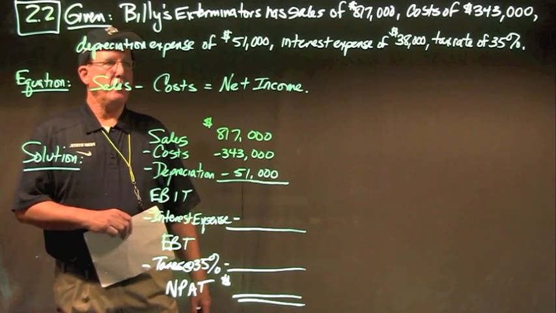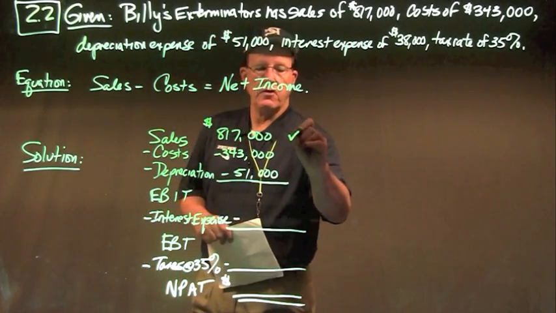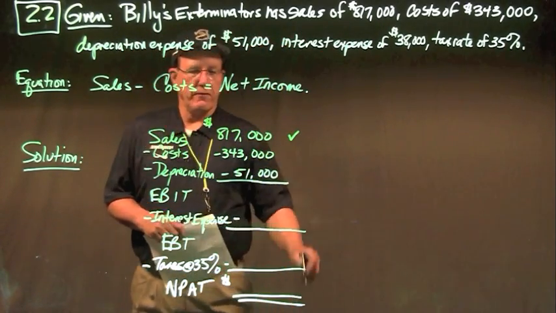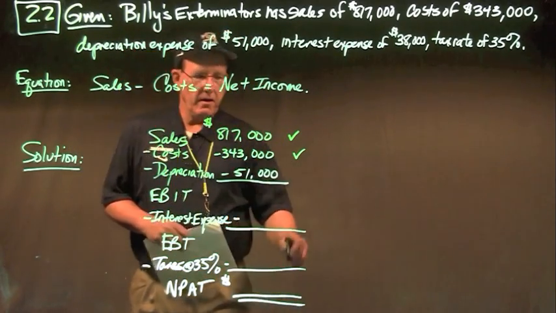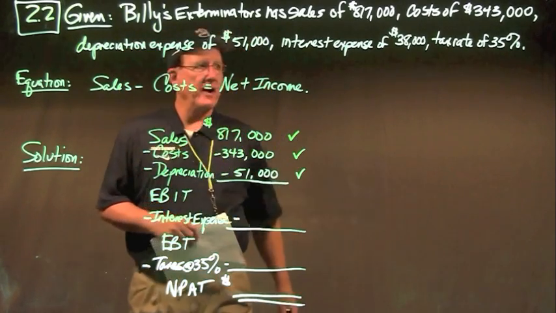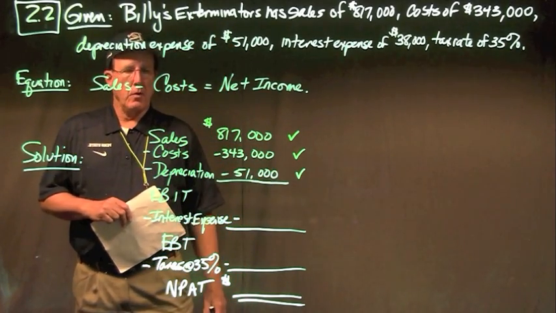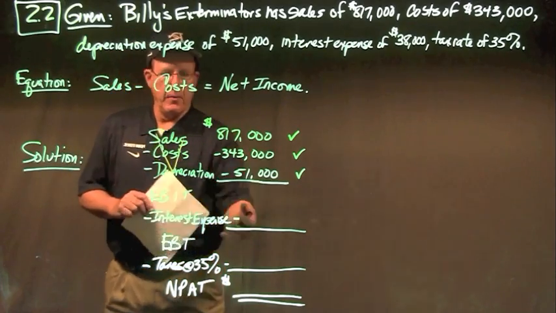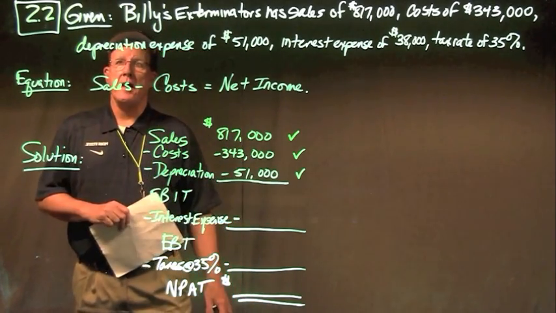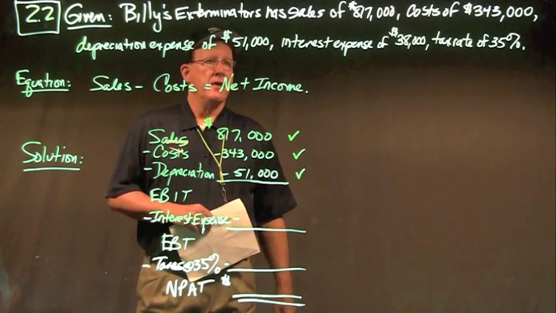In problem 2.2, we have Billy's Exterminators with sales of $817,000, cost of $343,000, and depreciation expense of $51,000, with a tax rate of 35%. What is the net income, is the question. How much is their net income? What does their P&L look like? P&L being the profit and loss statement, or income statement, as we've learned earlier.